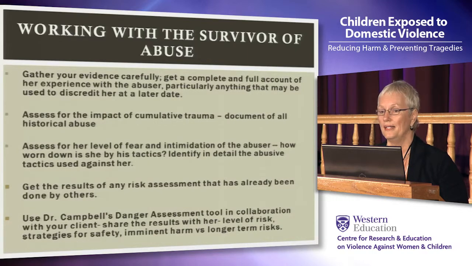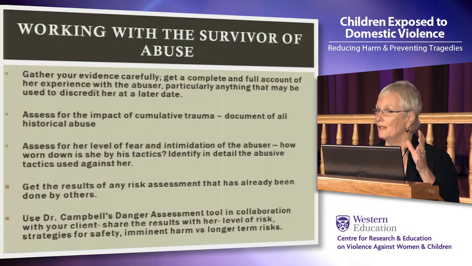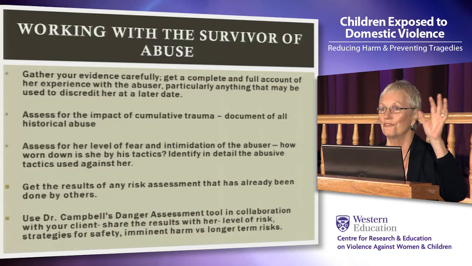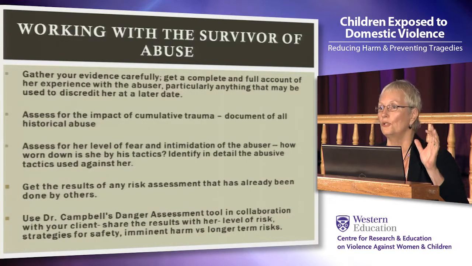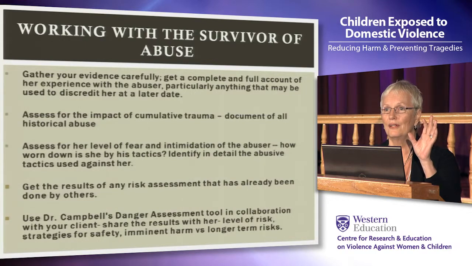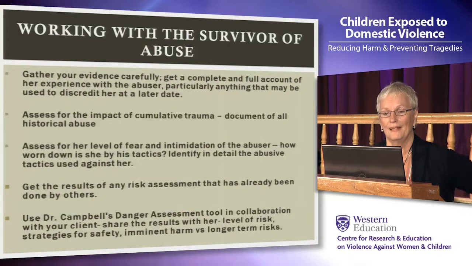Get that up front and make that a proactive response. Assess for the impact of cumulative trauma. Document all of the historical abuse. Assess her level of fear. I like to use the Webb scale. I don't know how many of you know this, the Women's Experience of Battering Scale. Just look it up, Google it, you'll find it. It's an excellent article. It's the only one I know that assesses the level of fear women feel. It's from that covert, invisible type of violence. You know that look that he gives her that's hard to explain? I use that tool all the time.